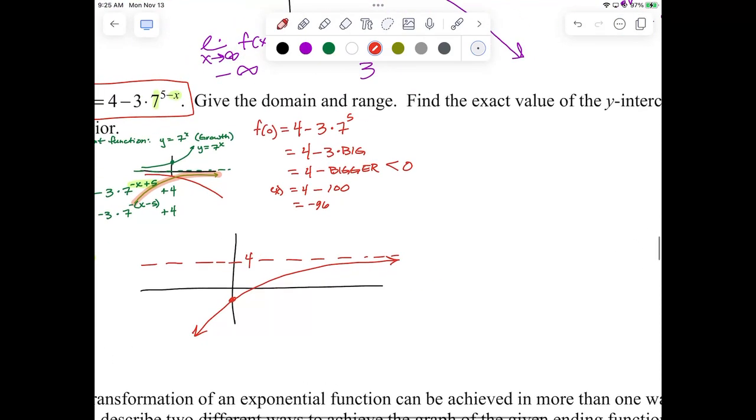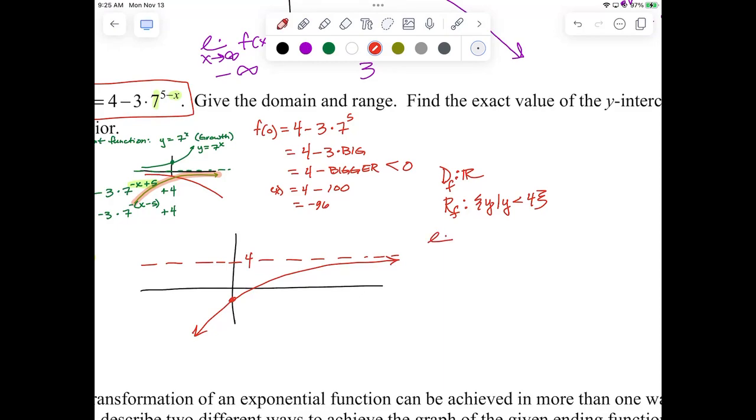Okay, let's talk about some stuff on them now. The domain. What's the domain of this function? We did that with our eyes closed, didn't we? All real numbers all day long. The range of this function. Anything less than 4. So we say the set of all y's such that y is less than 4.